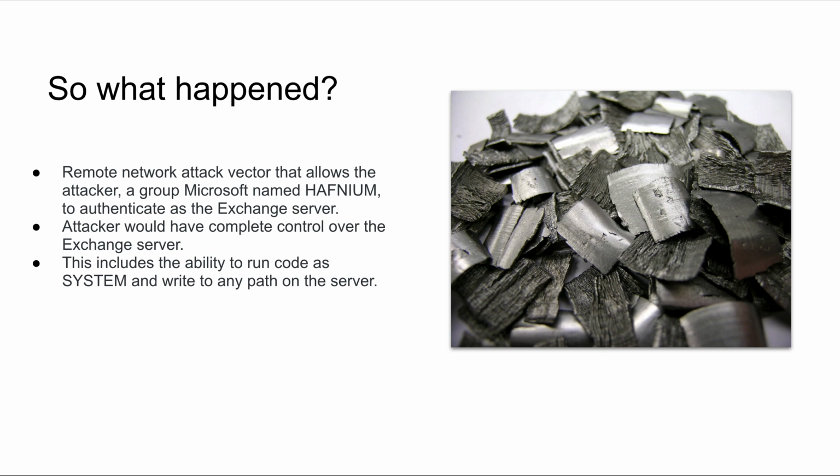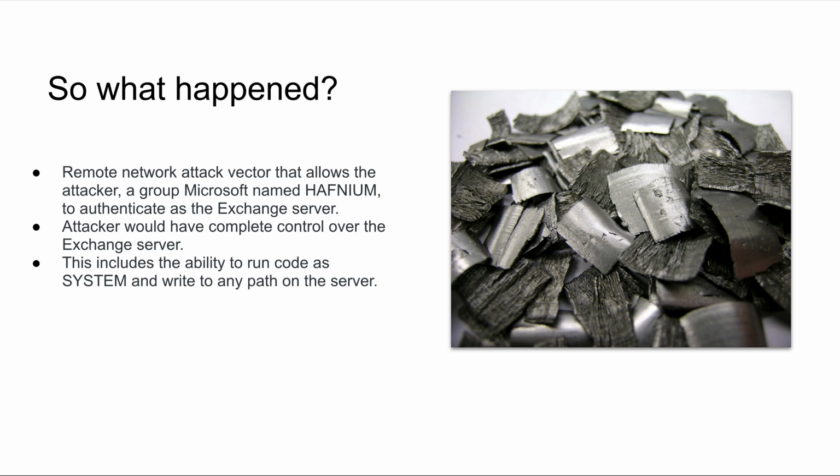So what happened? On Tuesday, March 2nd, Microsoft released a set of security patches for its mail server, Microsoft Exchange. These patches respond to a group of vulnerabilities known to impact Exchange throughout the years. While the CVEs do not shed much light on the specifics of the vulnerabilities or exploits, the first vulnerability has a remote network attack vector that allows the attacker, a group Microsoft named Hafnium, to authenticate as the Exchange server.